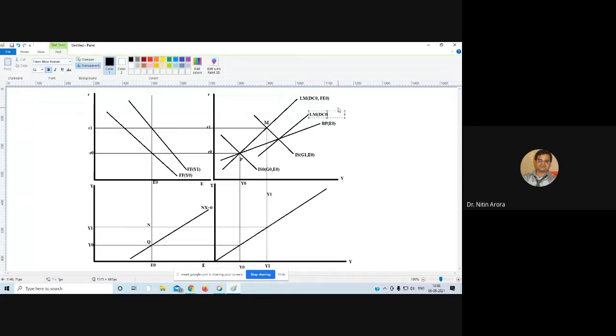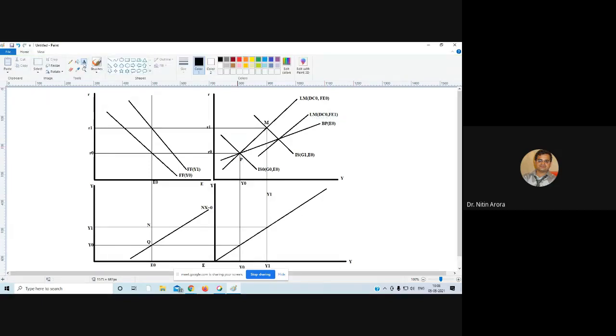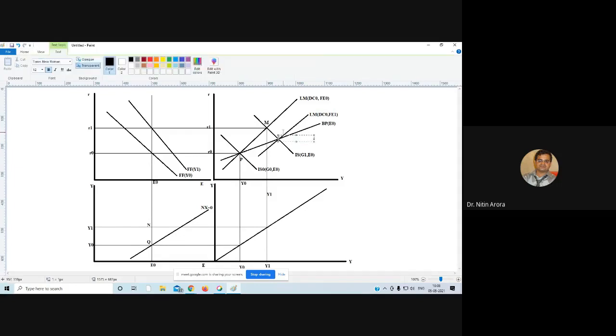Domestic credits are still the same, but foreign exchange assets have increased from FE0 to FE1 because of the surplus in foreign exchange that we have earned due to the surplus in the capital account. Let it be point O. O is the permanent equilibrium of the economy.